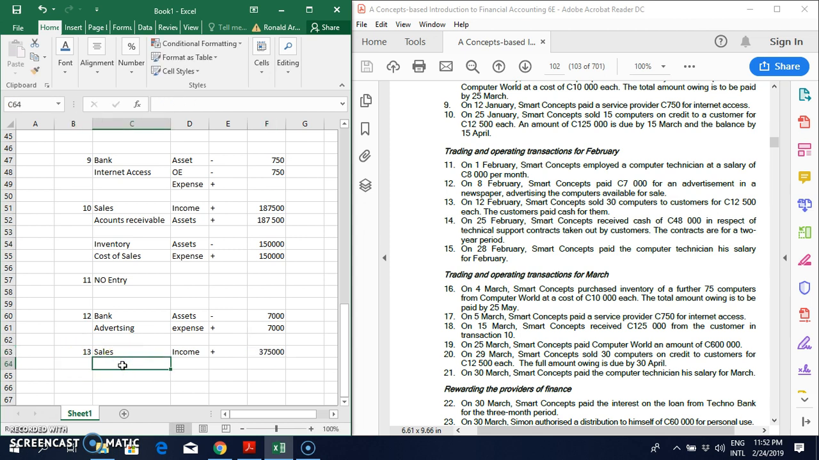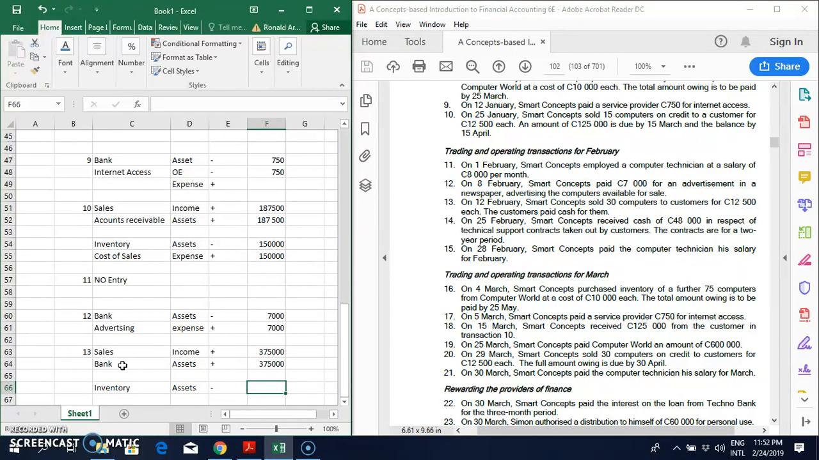We now say the sale that we made, was it for cash or on credit? The transaction said cash, so we know the bank account is involved. We're receiving money, so the bank account is going to increase. Remember what we said with the sale? We record our inventory, which is an asset. We sold our inventory, so our inventory is decreasing.